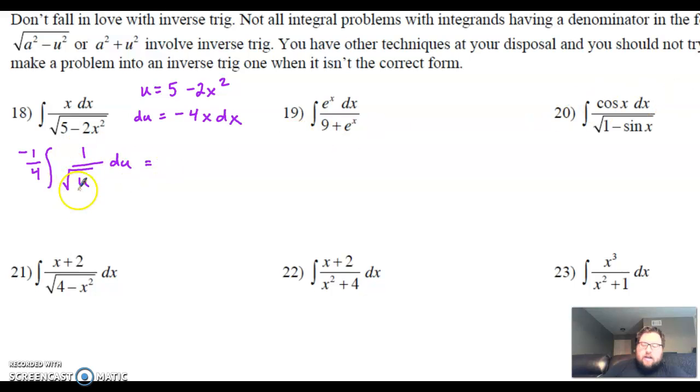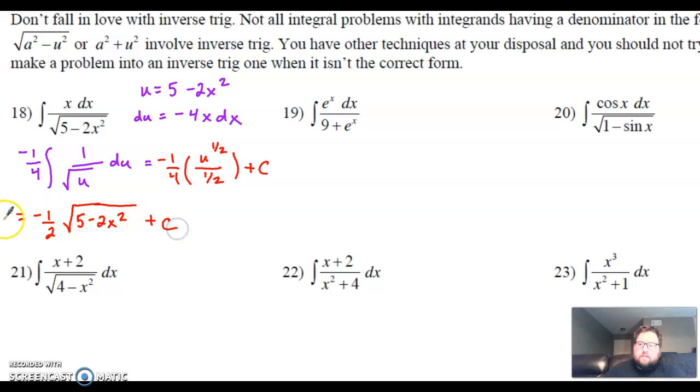Remember, this is u to the negative 1/2, so that becomes u to the positive 1/2 divided by positive 1/2 plus c. Okay, this is going to multiply by 2, so that's going to become negative 1/2. And then u to the 1/2 is the square root of u, and then we can plug our u back in. 5 minus 2x squared plus c.